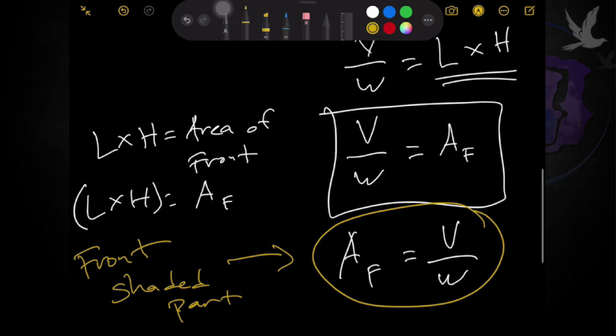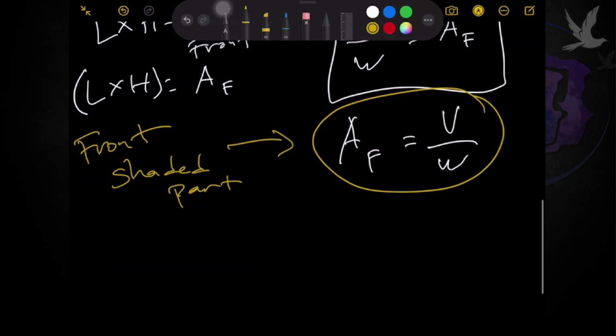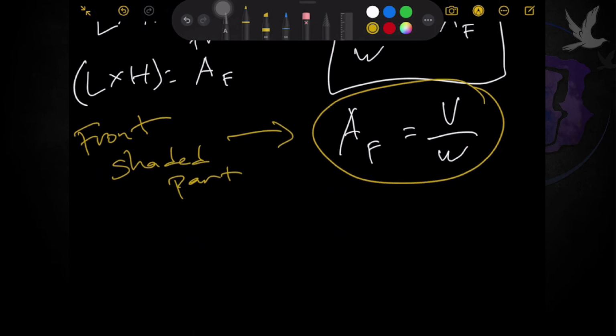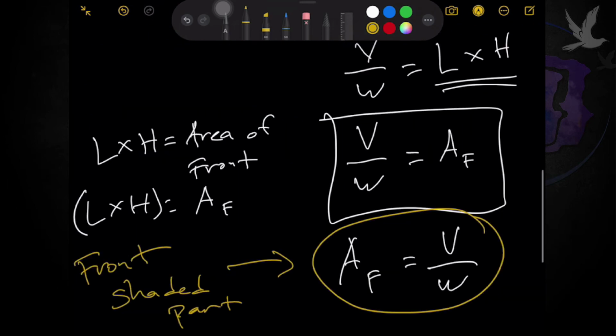Okay? So, ganyan lang yan. Nag-derive lang si Teacher Mark on how to get the answer. Okay? So, yan ang gagamitin ninyo pag area of the front ang hinahanap ninyo. Now, going to the next, we have the side.